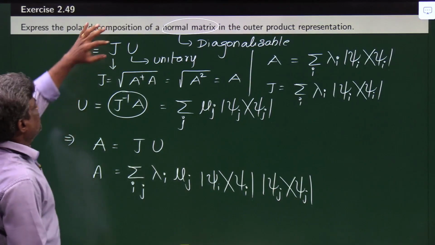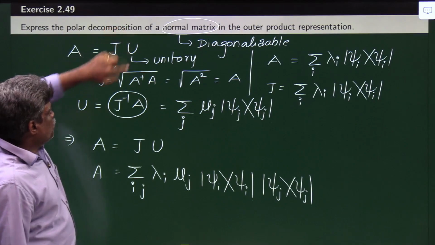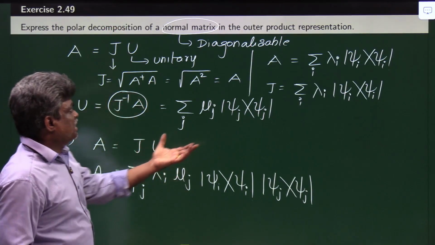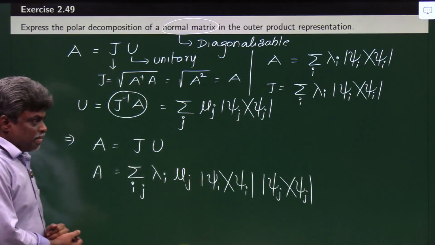Just we have to find the outer product form of J first, and after that U is nothing but J inverse A. You will get another matrix. So again you have to find the outer product form. You just multiply both. That's it.